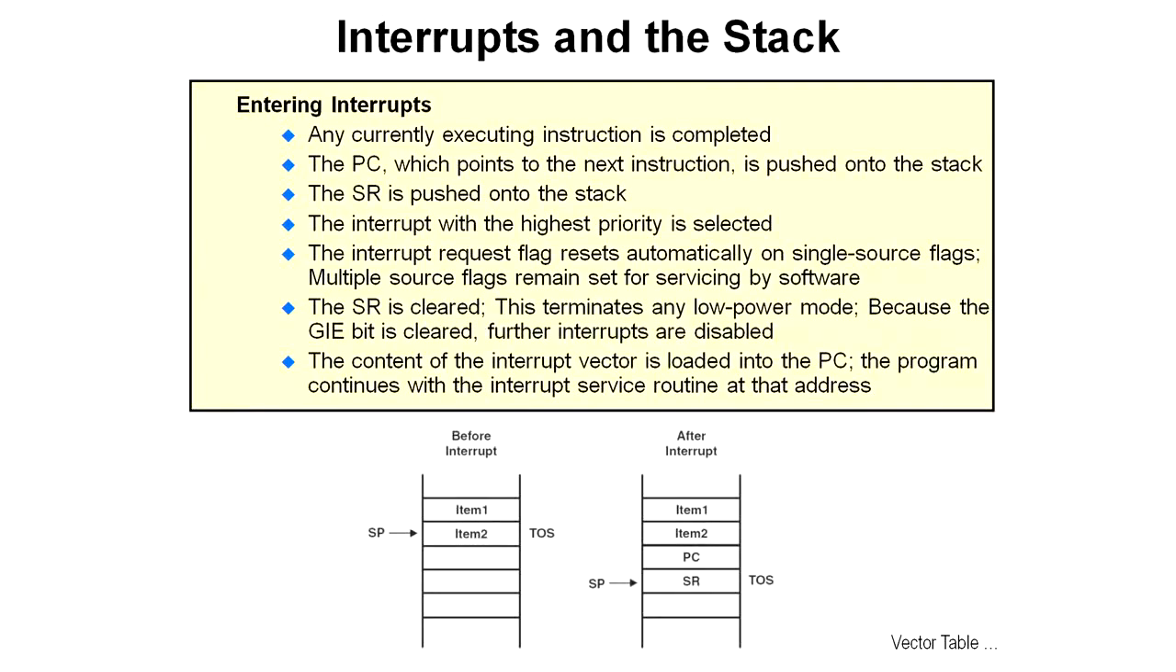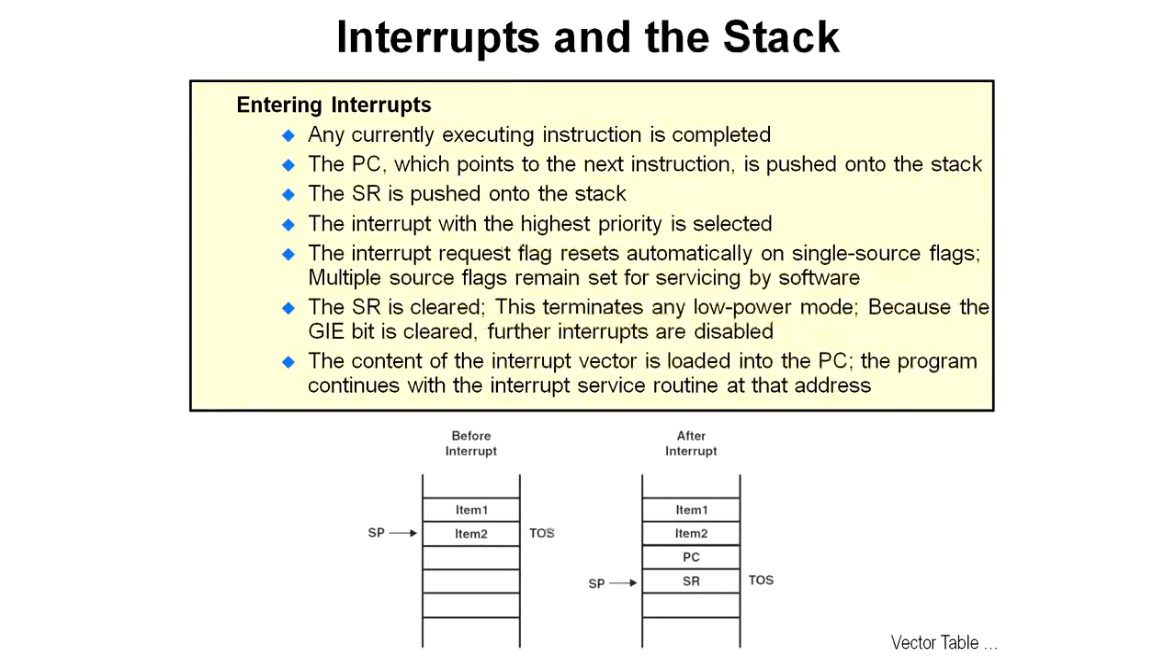So when a peripheral or a programmed pin or something else creates an interrupt, we need to understand how the interrupts and the stack operate together. When an interrupt happens, any currently executing instruction gets completed. The program counter, which should be pointing to the next instruction, gets pushed onto the stack, as we can see in the diagram at the bottom right. Then the status register gets pushed onto the stack. You can see TOS says the top of stack down there.